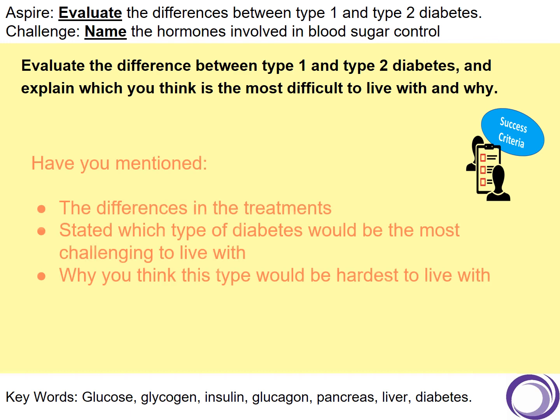Okay, so let's just make sure that you have mentioned the following. Have you talked about the difference in the treatments for the two different types of diabetes? Have you said what your opinion is, which one you think will be the most challenging to live with? And have you said why you think it will be the hardest to live with? I'll just give you another minute to read through your answer and see if there's anything you need to add to that.